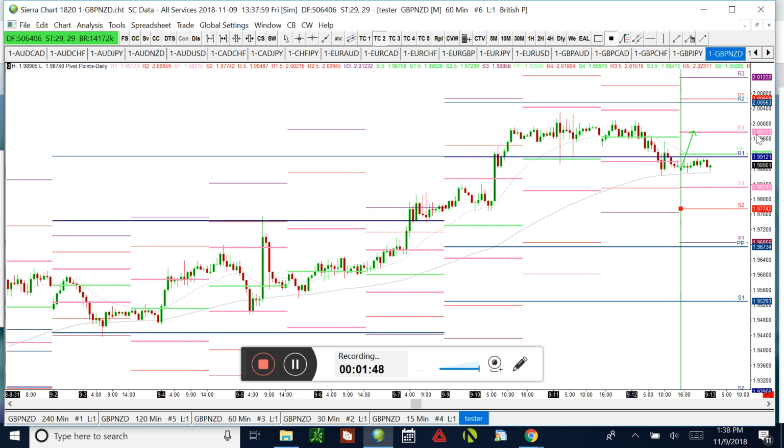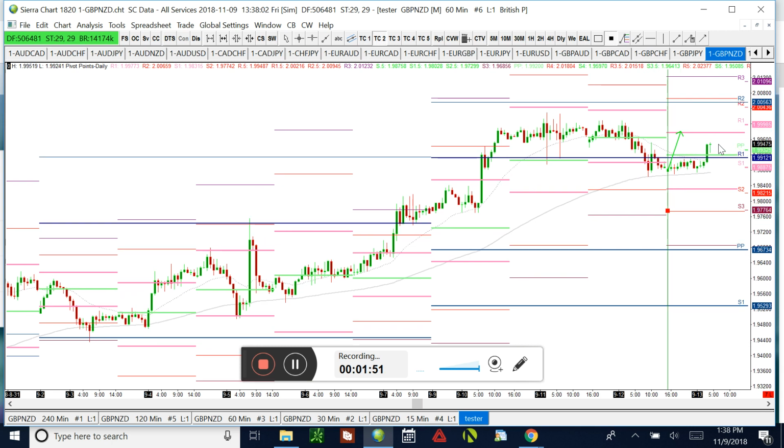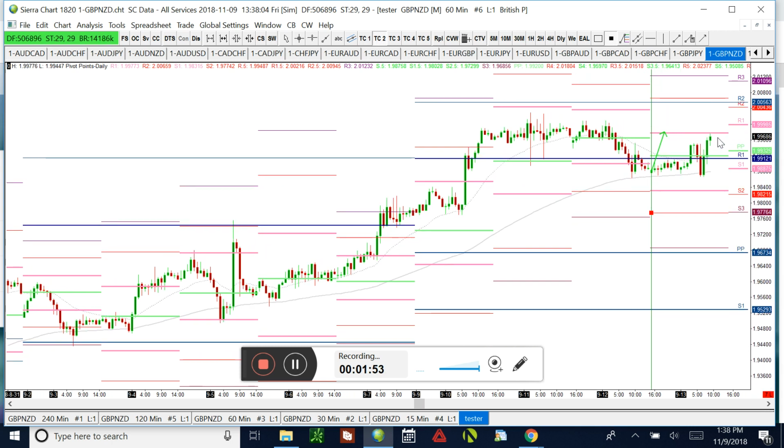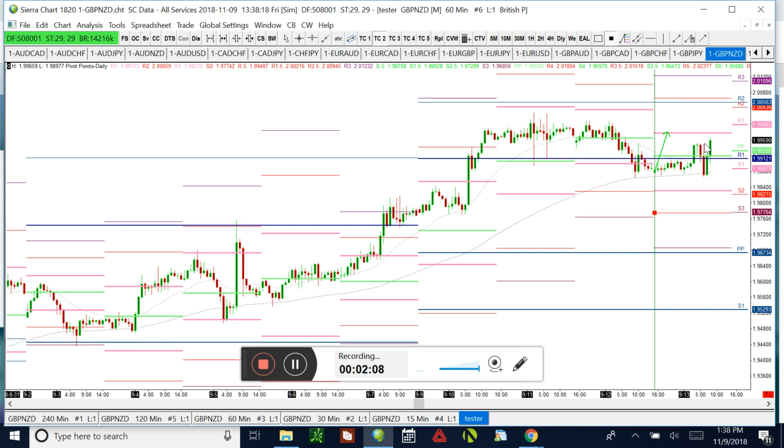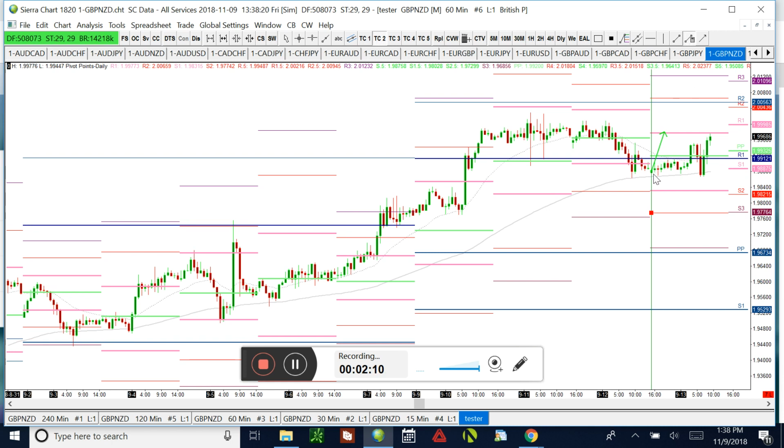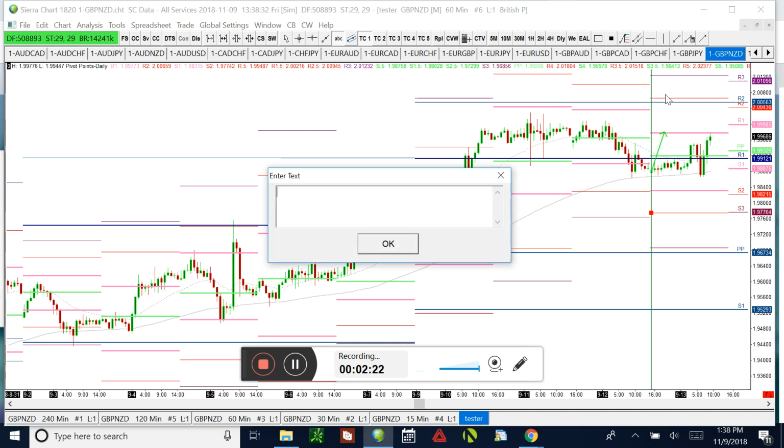So 1.99773 is our daily pivot point. And let's see where this candle goes. The high of this candle right here was 1.99776, and we needed to go to 773. So we got above that, so we hit it. Okay, boom. That was how many pips? 93 pips. That's a nice trade on our pound New Zealand. So we're going to mark that 93 pips.